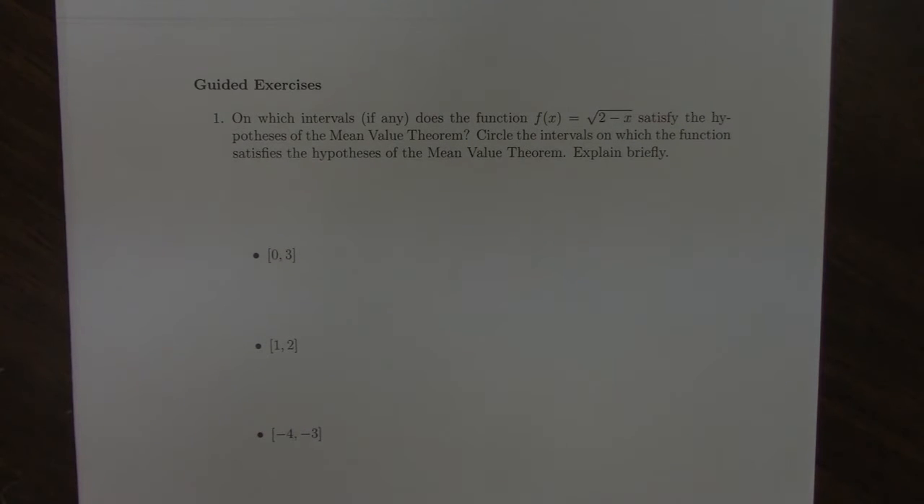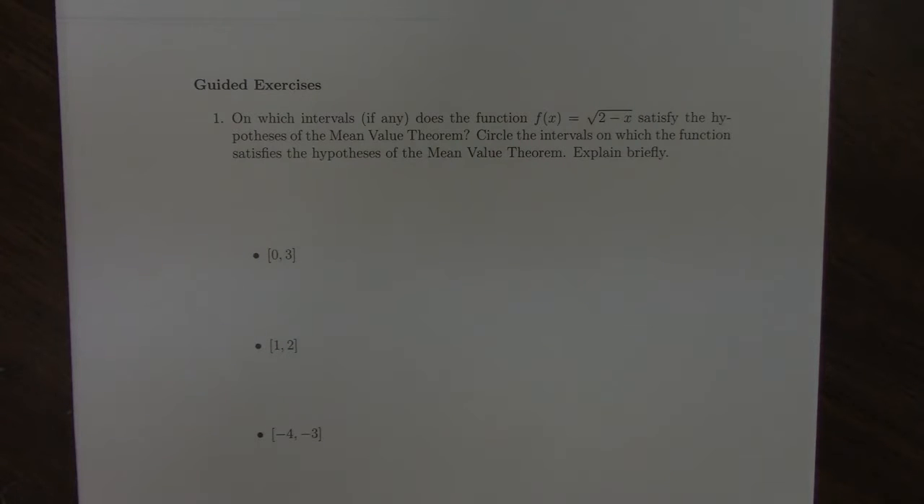Problem 1 asks us on which intervals, if any, does the function f of x equals the square root of 2 minus x satisfy the hypothesis of the mean value theorem? Circle the intervals on which the function satisfies and explain briefly.